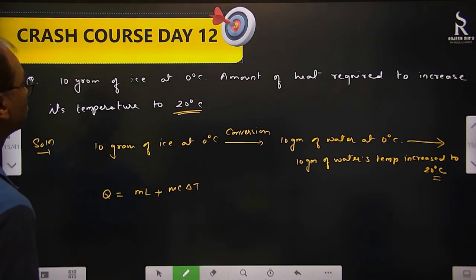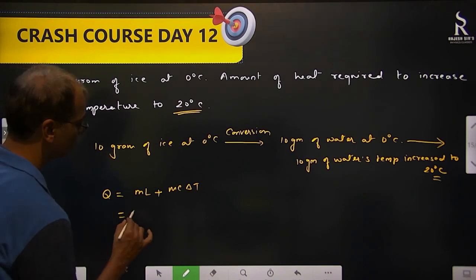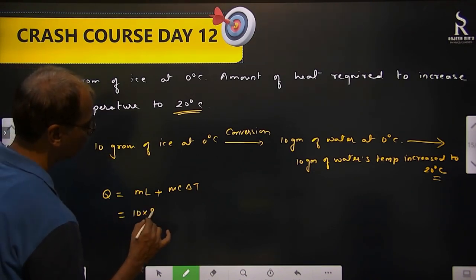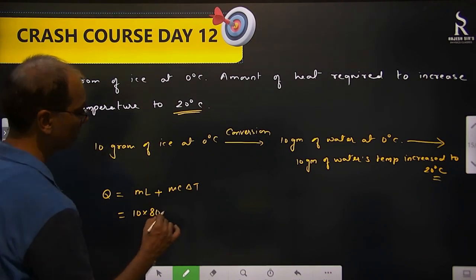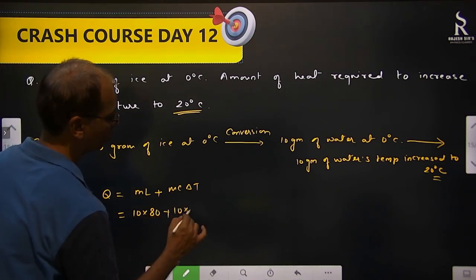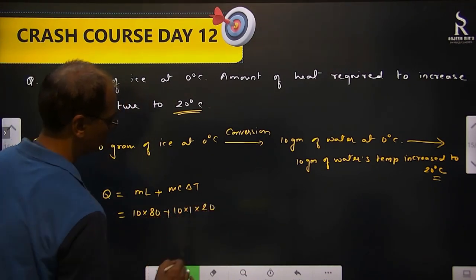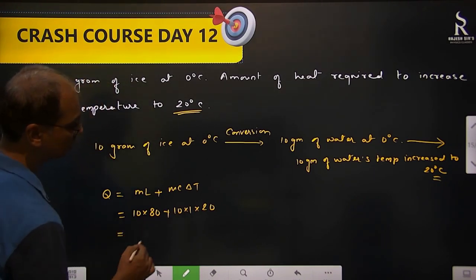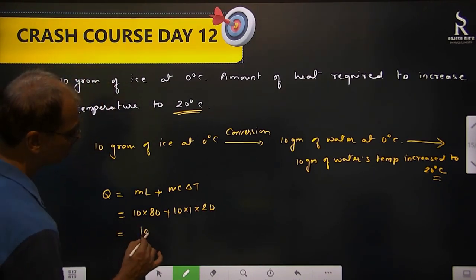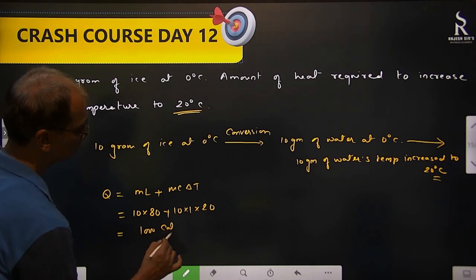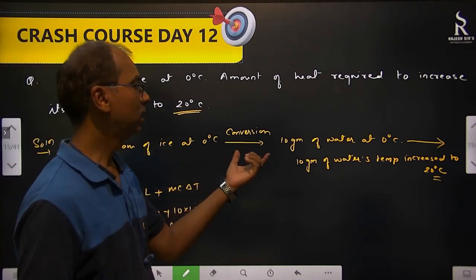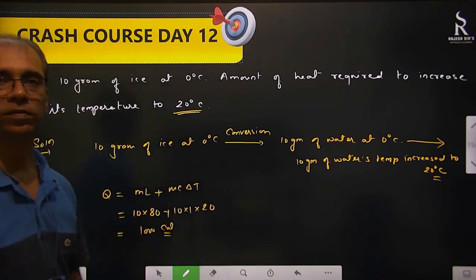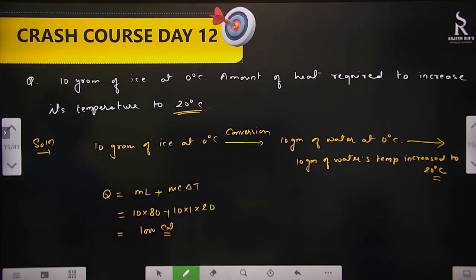Okay, so 10 gram into 80 calorie per gram, M into L, plus 10 into 1 into 20. What we are getting, this is 800, this is 200, that is 1000 calorie. Okay, first latent heat and then specific heat. Okay, fine.